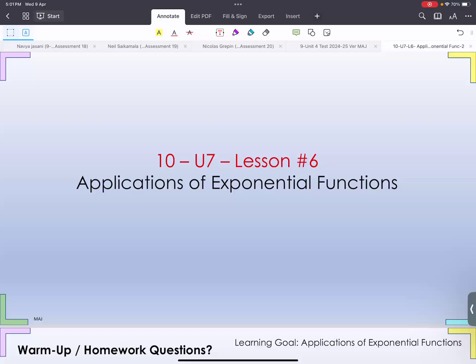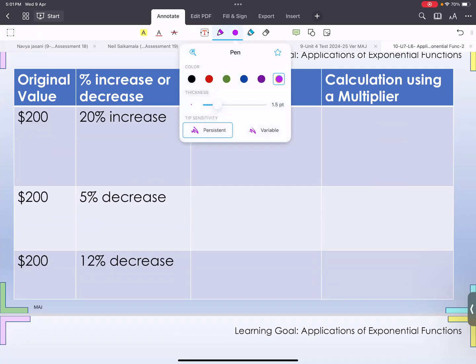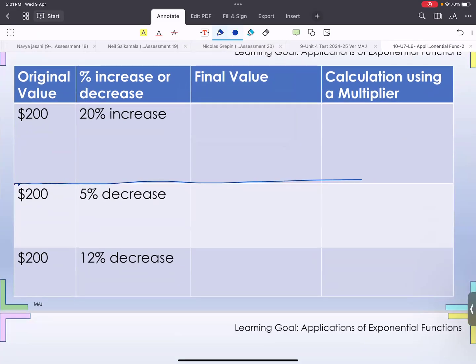Hi, we are going to look at applications of exponential functions, so pretty much word problems. Let's get started. Before we look at word problems, we're going to look at percentage increase and decrease. This is something you would have done in grade 9, but it's a good idea to come back and recap this. So for instance, if you wanted to calculate the 20% increase on a $200 item.